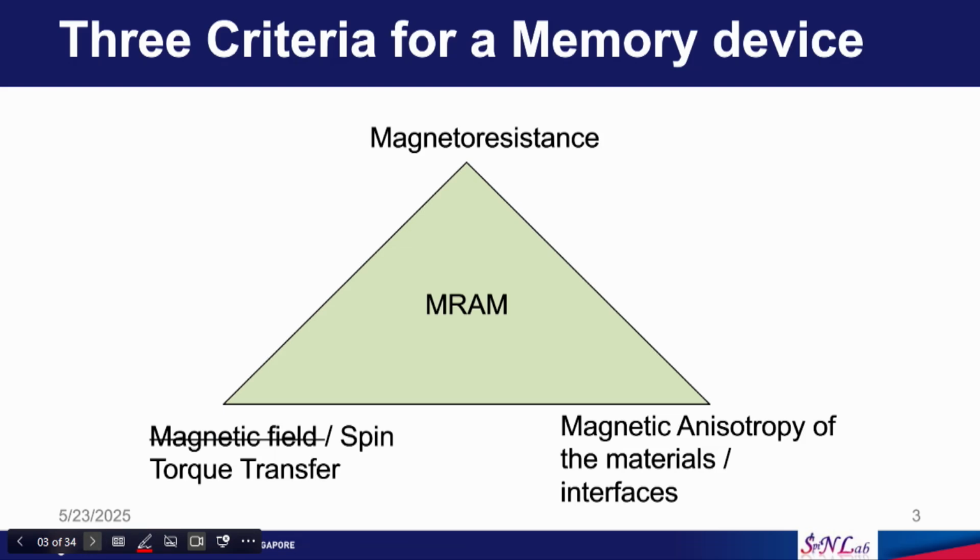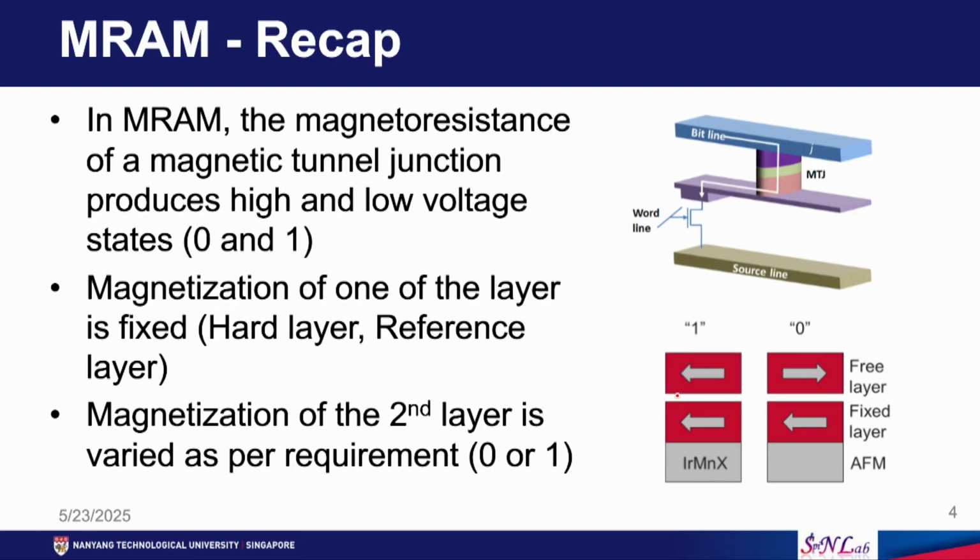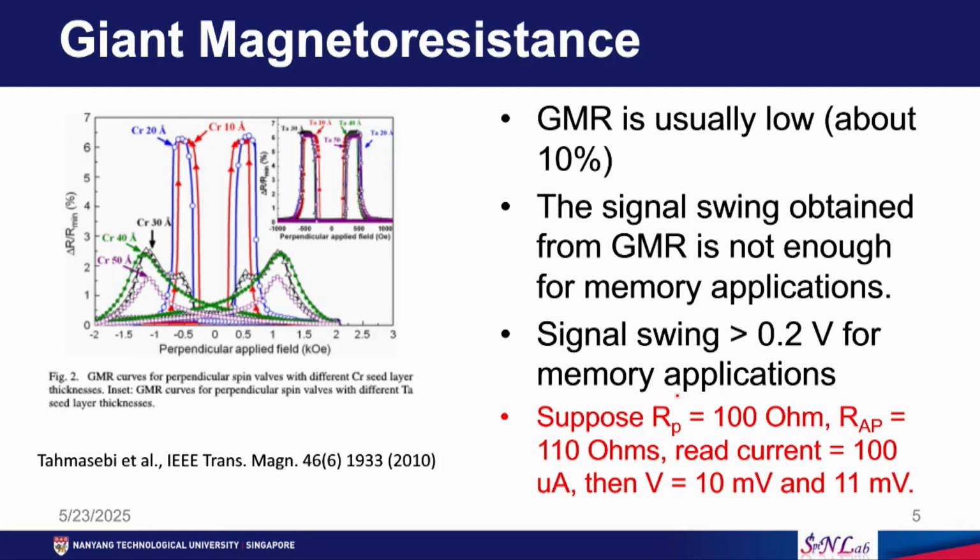We have been learning about how we write information, how we store information. When it comes to reading the information from MRAM, the magnetoresistance is the one that determines how we read information. We have already seen this many times, so let us skip this one. We learned that there are 3 types of magnetoresistance: AMR, GMR and TMR.